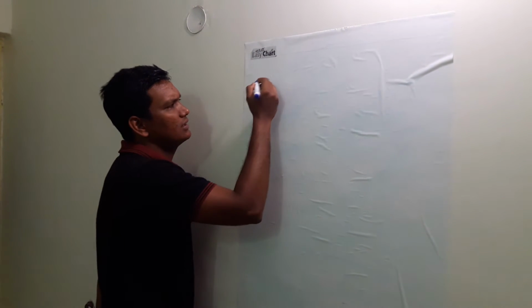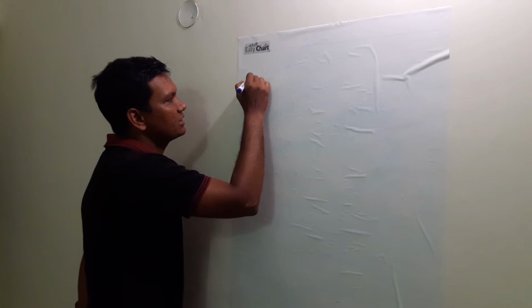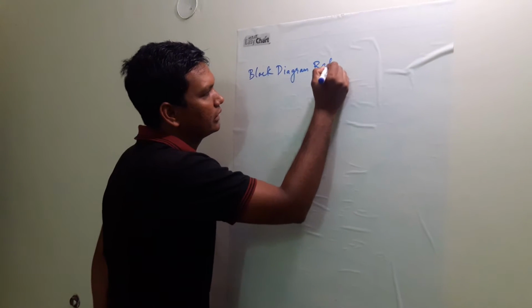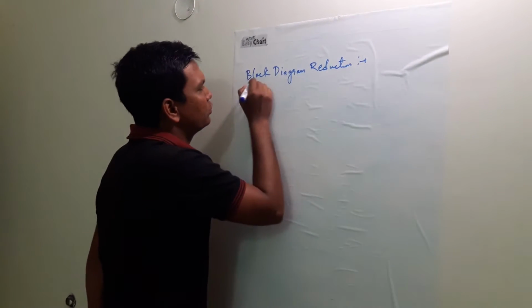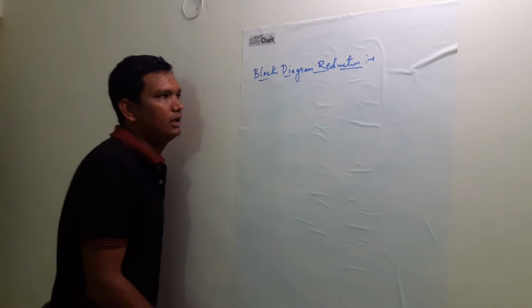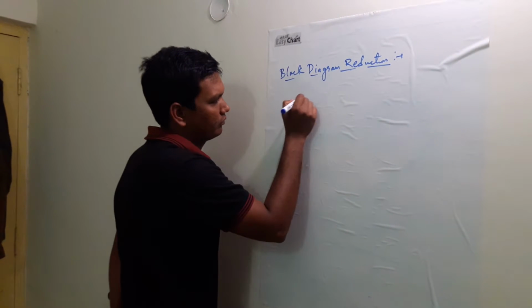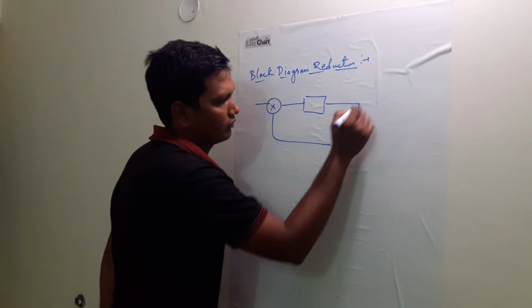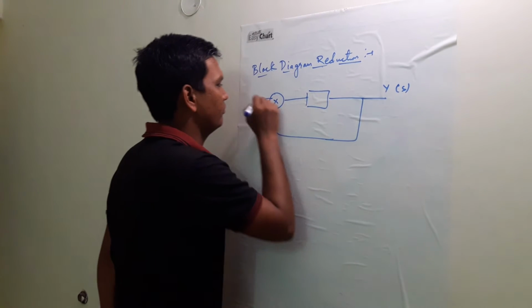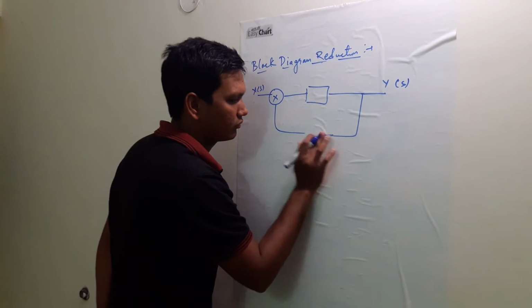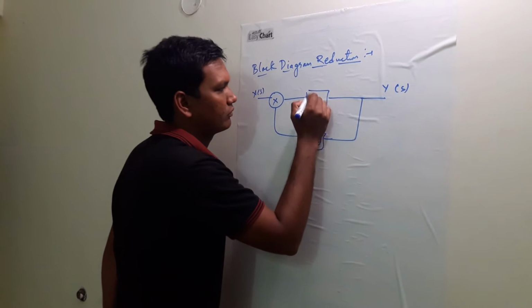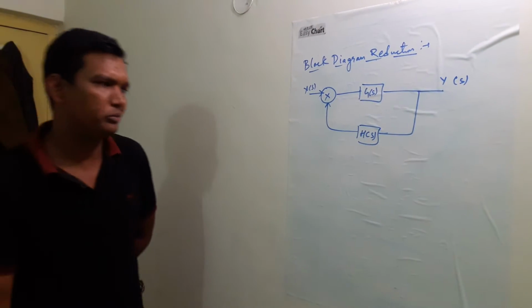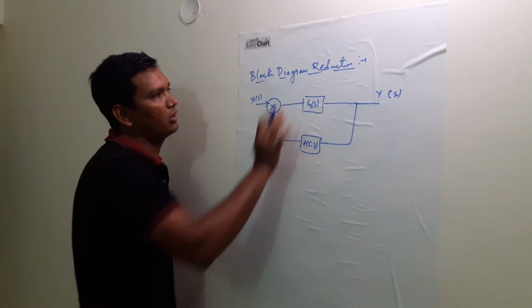We'll be looking at one more part of control system, which is nothing but block diagram reduction. This is one of the topics of control system. Now let's say that some block is given to me. I'm going to take a very simple one, this is one of the basics of block diagram reduction.